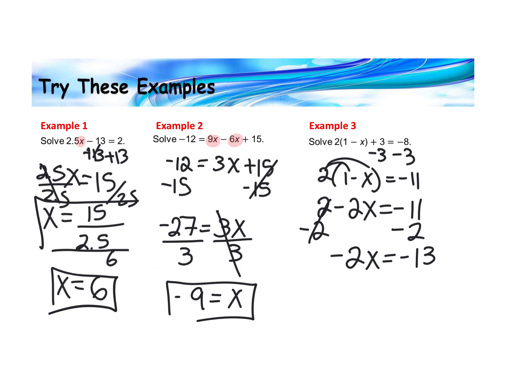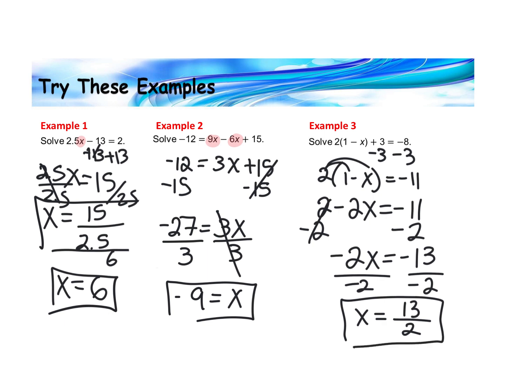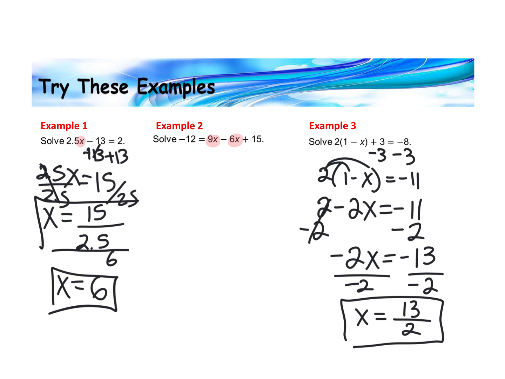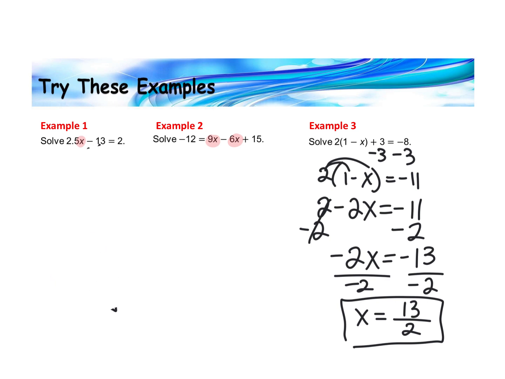And lastly, I'm going to divide by negative 2 on both sides, which is going to give me x is equal to 13 over 2. I will be okay if you guys leave it as a fraction. Now, I'm going to erase the work for the other ones so I can show you the other way. You can solve it.